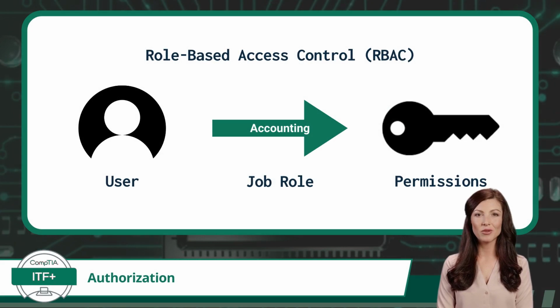Now, how do we decide who gets what permissions? This is where access control methods come into play. There are several methods, but we will only cover the 4 methods listed in the CompTIA ITF Plus exam objectives. For our first method, we have role-based access control, or RBAC. This method assigns permissions based on roles within an organization. For example, all employees within the accounting department might have access to certain files, while regular employees have a different set of permissions. It's like having different membership tiers, where each tier has its own set of benefits.